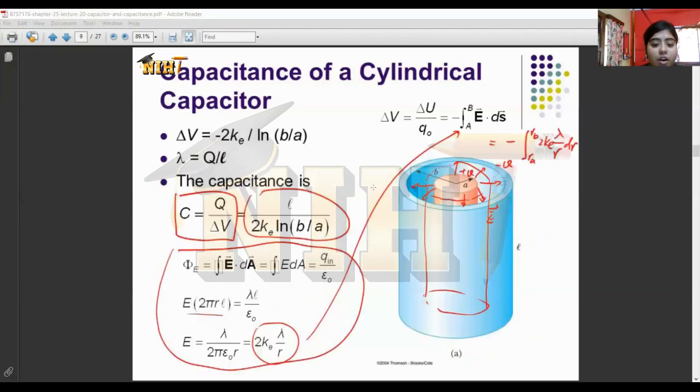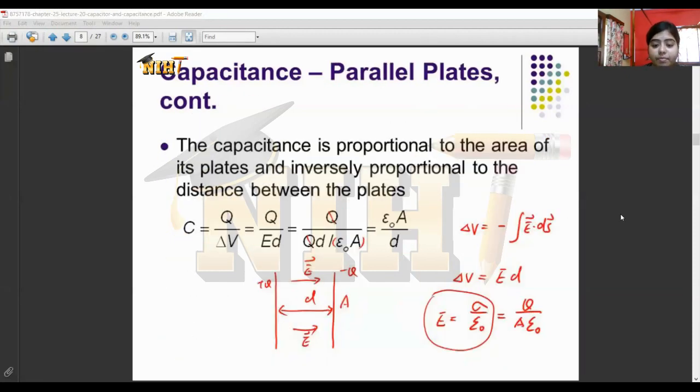Okay. So now you can see what we have done here is capacitance. Capacitance is proportional to the... Now we are going to calculate the capacitance of the parallel plate capacitor. Here we can see that we have already calculated the electric field, which is sigma by epsilon naught. Now we are going to calculate the potential.